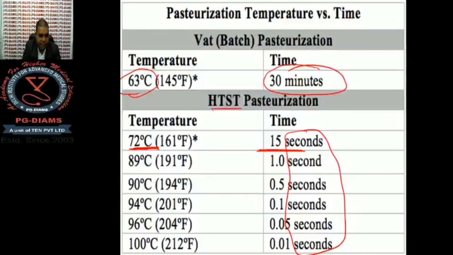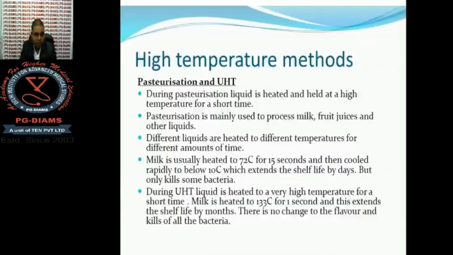What is this HTST? That is high temperature sterilization technique. Okay. And batch pasteurization is 63 degrees Celsius for 30 minutes. Clear? In the high temperature method, we hold at high temperature for a short time. And 72 degrees Celsius is done for 15 seconds, 133 for 1 second.